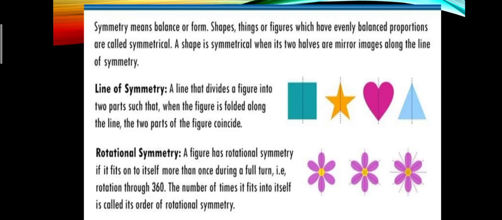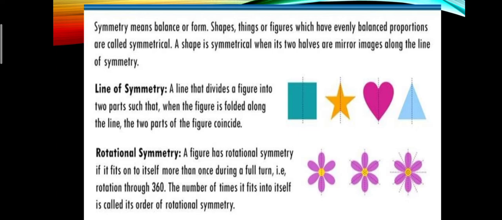In this chapter you are going to learn about symmetrical figures, shapes, lines of symmetry, reflections, their mirror images and much more. What is symmetry? Symmetry means balance of form, shape, things or figures which have evenly balanced proportions are called symmetrical. A shape is symmetrical when its two halves are mirror images along the line of symmetry.